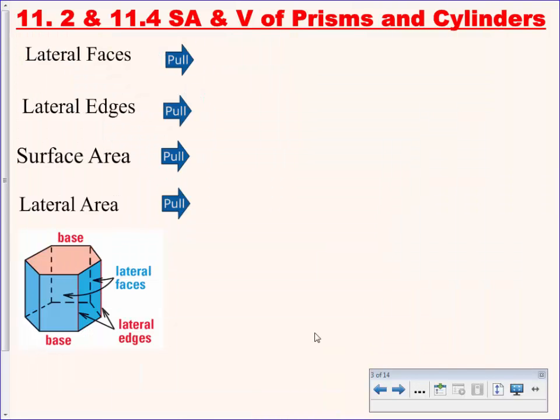Today we're going to talk about the surface area and volume of prisms and cylinders. You will definitely need your formula sheet today because we're using that through most of the lesson. But let's start with some vocabulary.